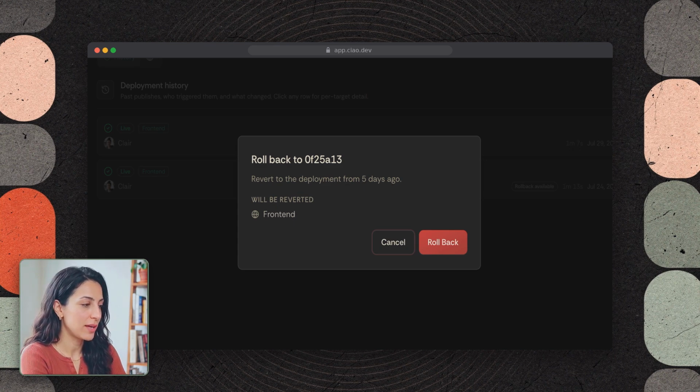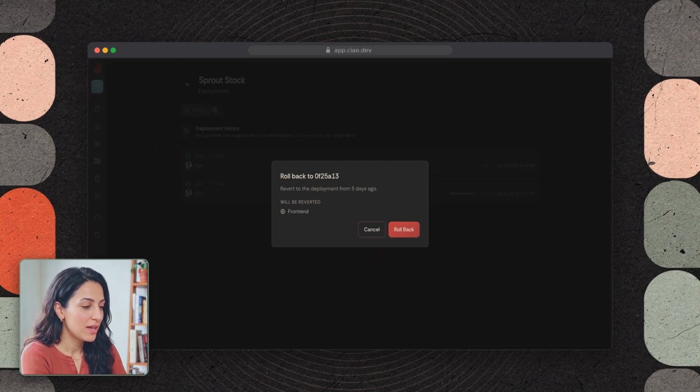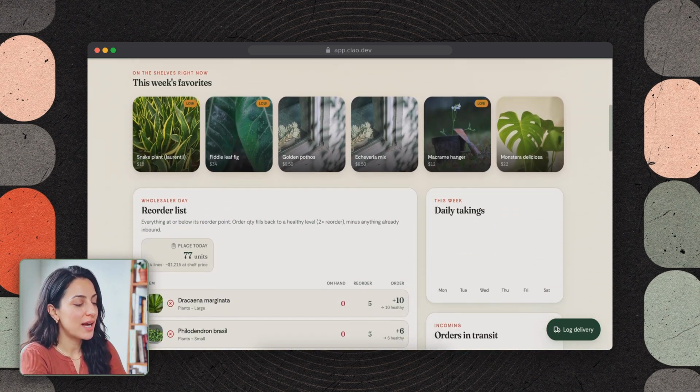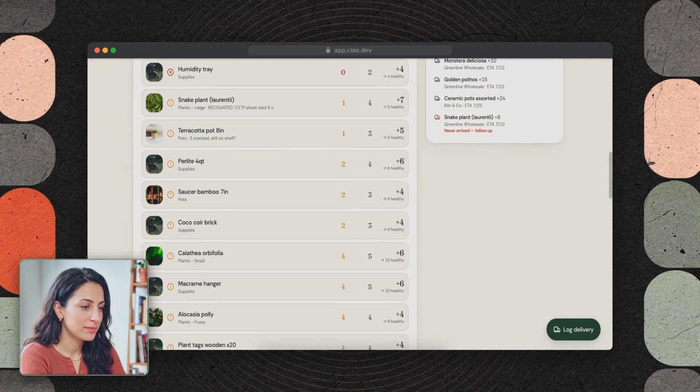Then it parks and makes me approve it, exactly like any other deploy. And I like that more than I expected to. The undo doesn't get to skip the queue. Approve. And about a minute later, there's the broken version, live again, precisely as Rosa had it this morning.